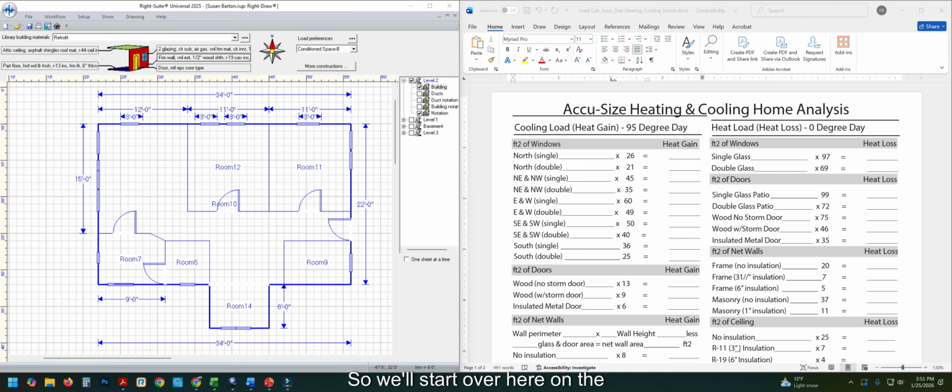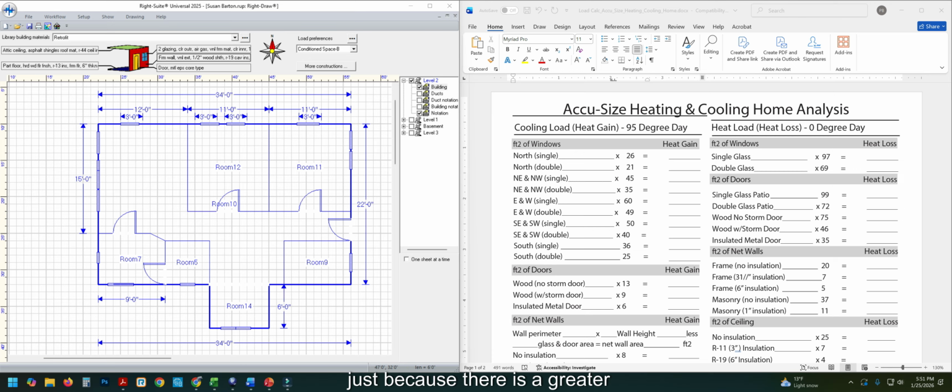So we'll start over here on the cooling load heat gain 95-degree day. 95 degrees, what that means is that when we design our equipment, we're designing it for the hottest day of the year. It just so happens in the Chicagoland area, it gets to about 95 degrees. It's not always 95. It may be less than that. I'm not going to go into great specifics on it, but just understand that we're sizing equipment to be able to run down to and maintain 75 degrees in the space when it's 95 degrees outside.